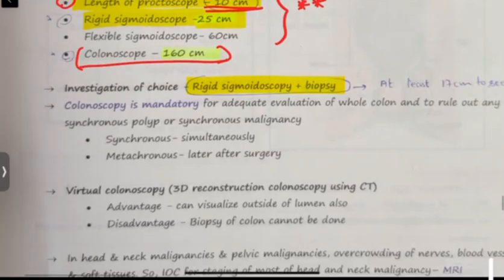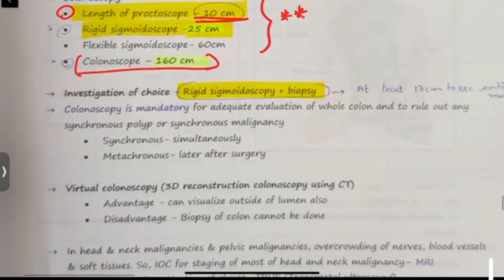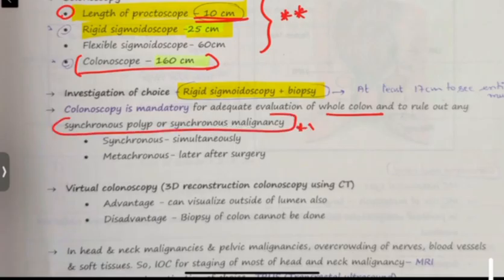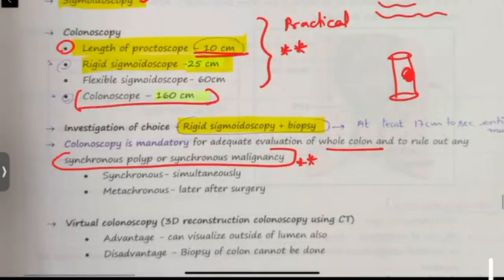Colonoscopy is mandatory for adequate evaluation of the whole colon to rule out any synchronous polyp or synchronous malignancy. What is a synchronous malignancy? Suppose there is a cancer arising in the rectum. Similarly, there can be cancer in the transverse colon also. Synchronous means these two lesions are present at the same time.